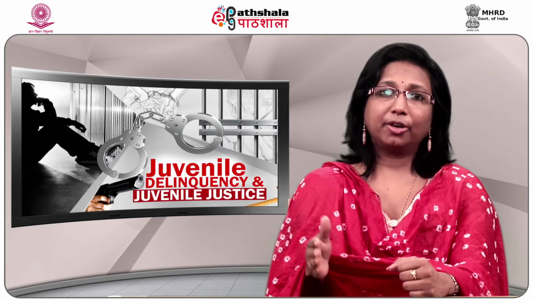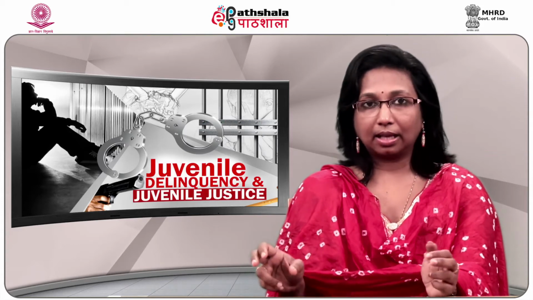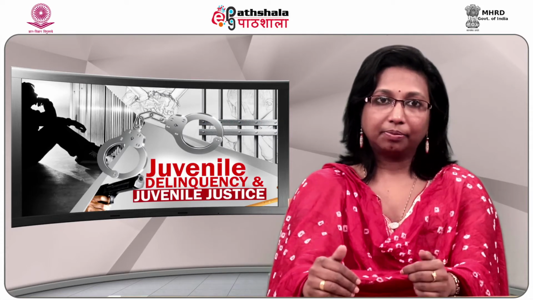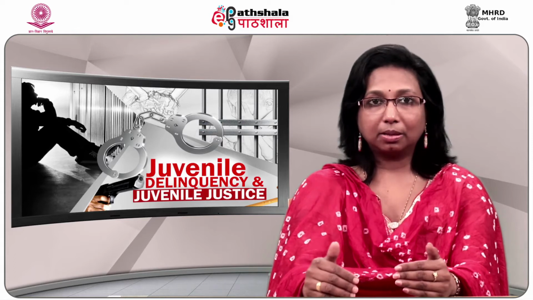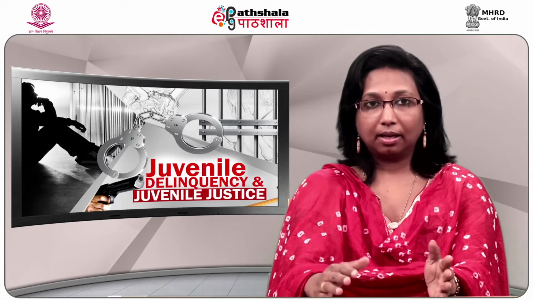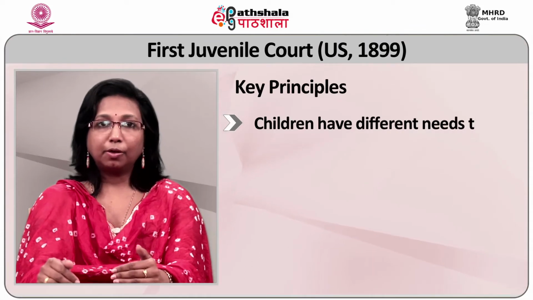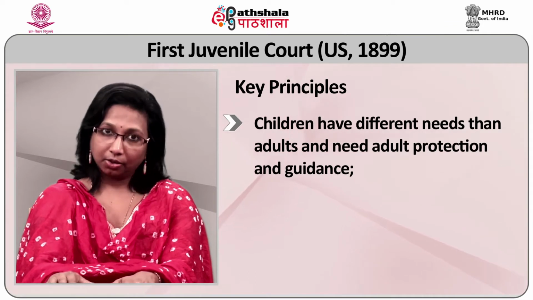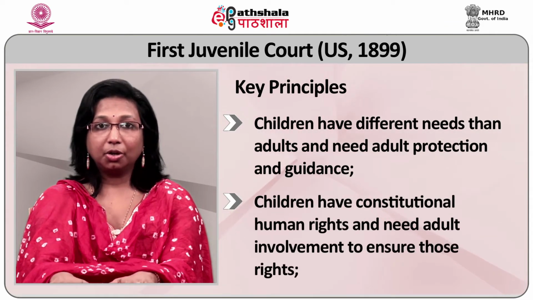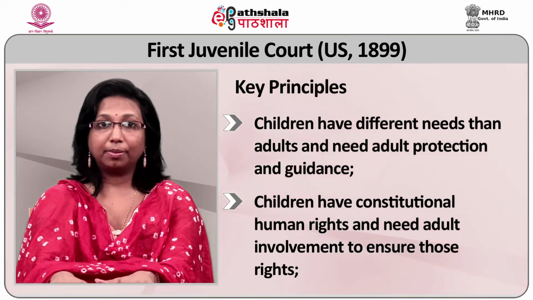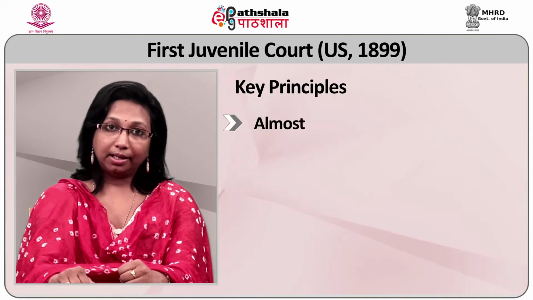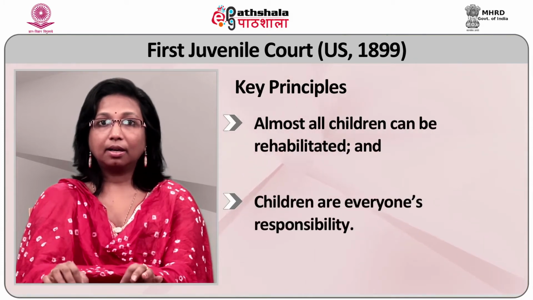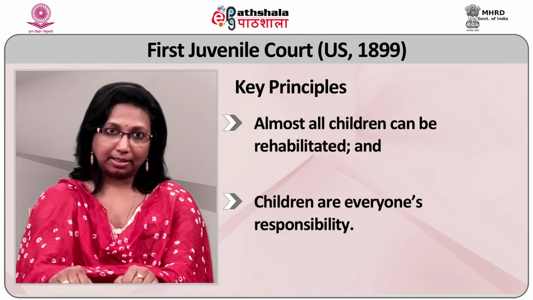The first separate court for children or juveniles as it was known was established in the US in 1899. The court's key principles espoused the following 4 ideas. 1. Children have differential needs than adults and need adult protection and guidance. 2. Children have constitutional human rights and need adult involvement to ensure these rights. 3. Almost all children can be rehabilitated. And 4. Children are everyone's responsibility.